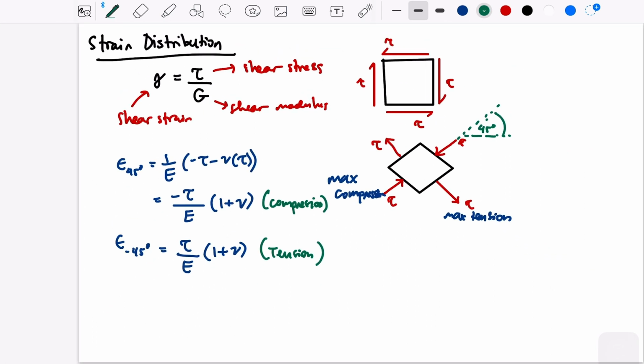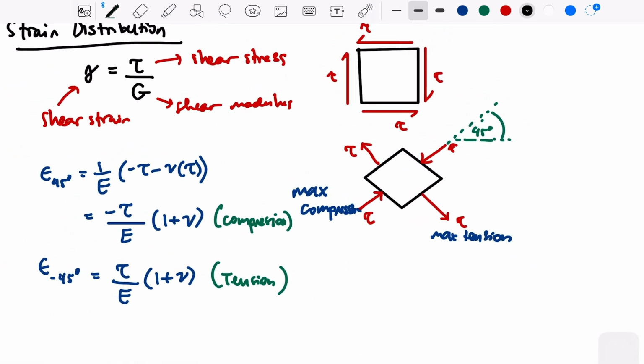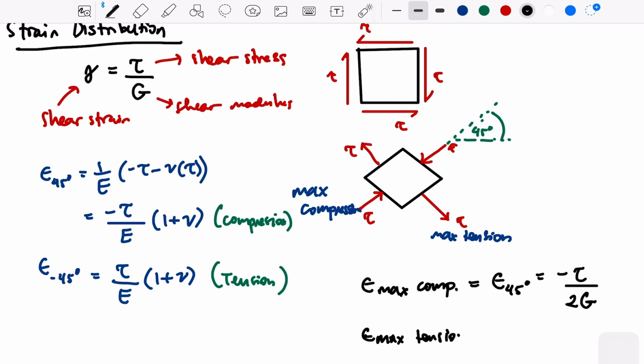Or to help you simplify the problem, we can write down this part here. So epsilon max compression at 45 is equal to negative tau over 2G. And the strain max for tension, this is for the negative 45 degrees, is positive.